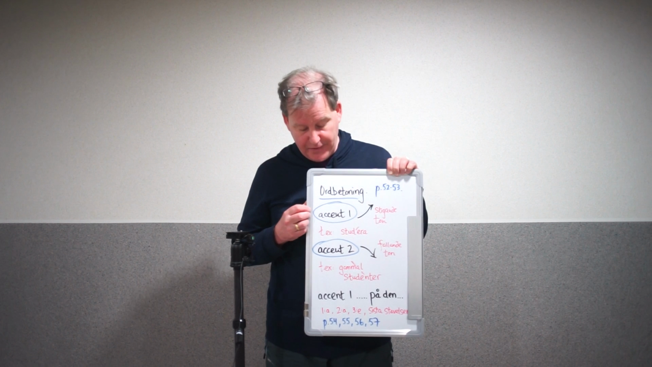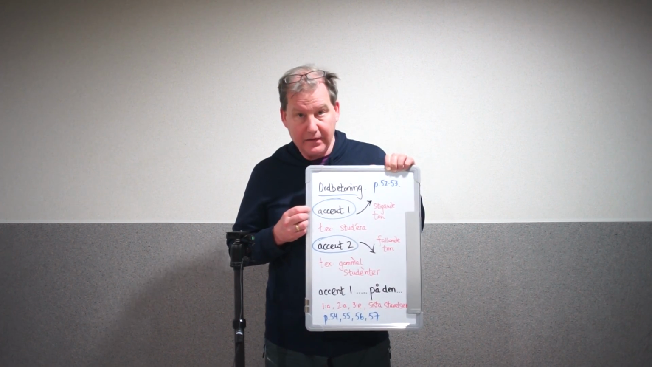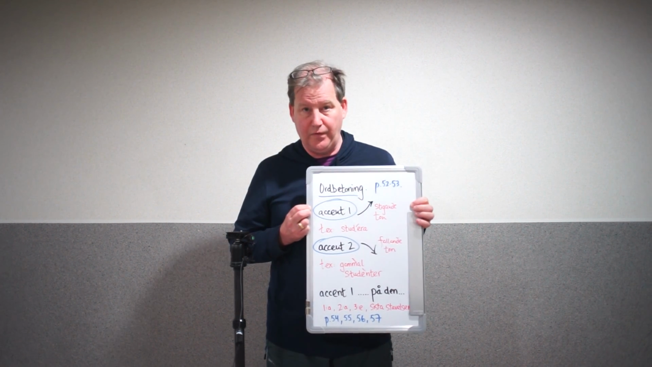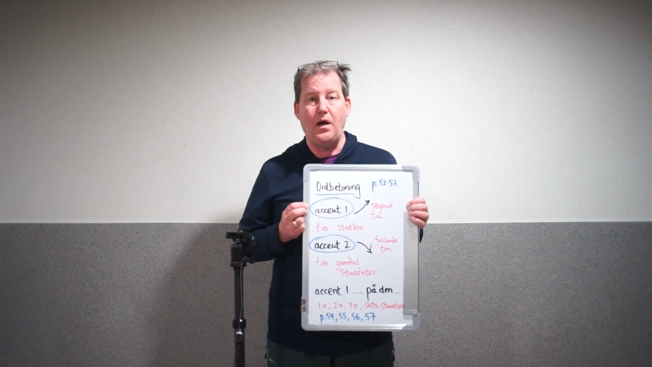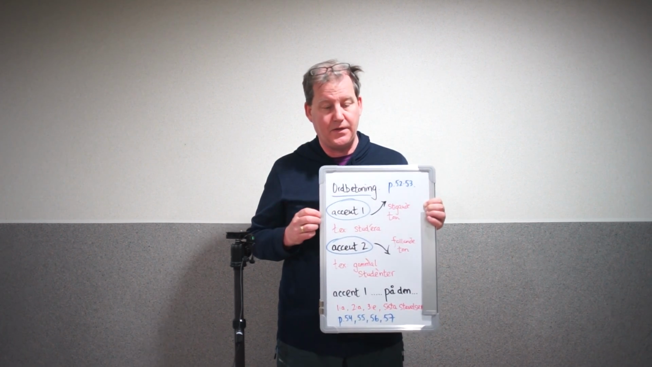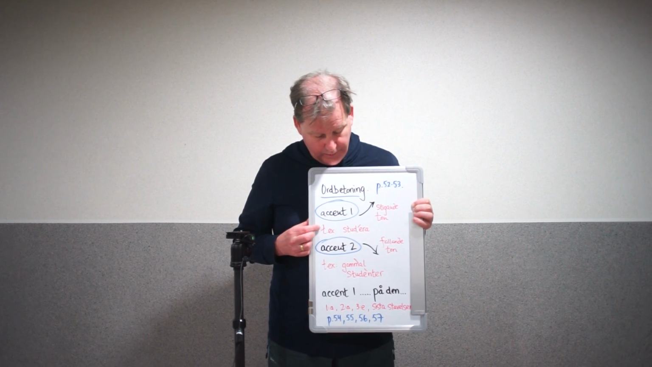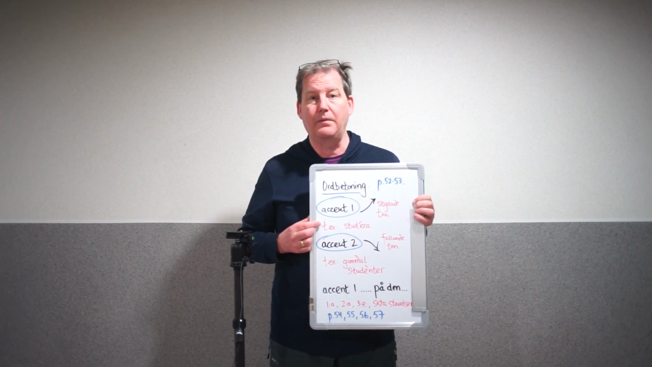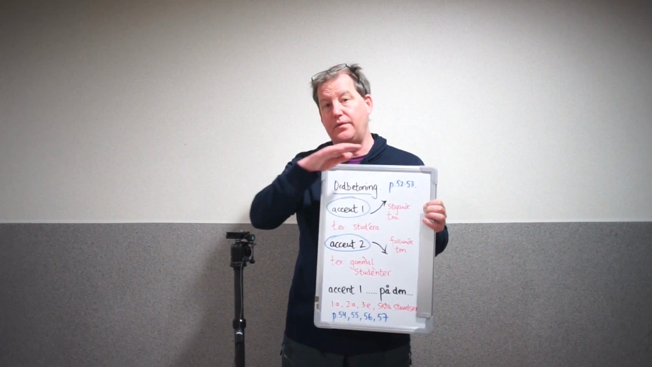Okay, a little bit of Swedish. Accent 1. Accent 1 har en stigande ton. En stigande ton, det betyder a rising tone. It goes up, a rising tone. And here I give you one example, the word studera. Studera. Studera. It goes up, studera.